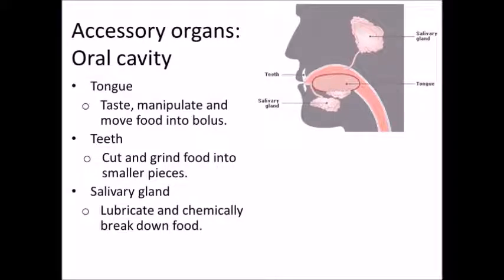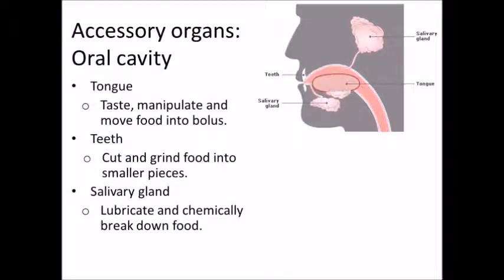So I'm going to talk about the accessory organs in the oral cavity, which are the tongue, teeth, and salivary glands. Our tongue has taste buds which help us to taste the food, and the tongue also helps to manipulate and move food into a bolus, which is an easier shape for the food to move from the mouth into the esophagus, into the stomach, and so on. This function is included in the mechanical way, just like the esophagus with its peristalsis movement.